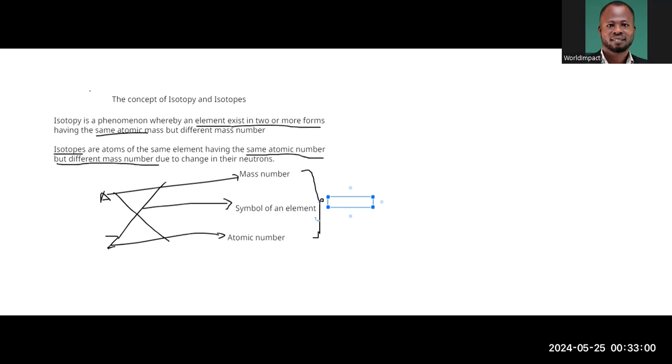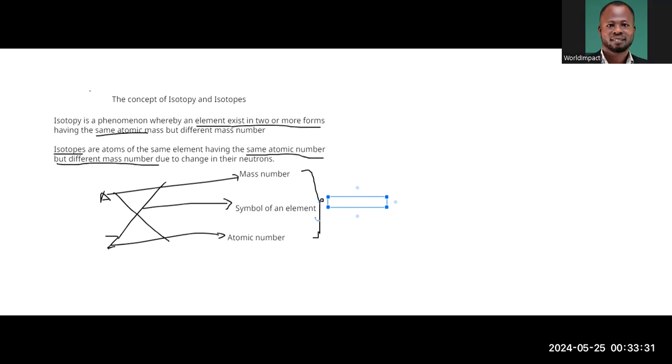When a question asks you to write the nuclear symbol of an element, this is exactly what they mean. The X represents the symbol of an element, the A represents the mass number, and the Z represents the atomic number. The mass number is the sum of the protons and neutrons in the nucleus of an element, while the atomic number is the number of protons present in the nucleus of an atom. So this is a nuclear symbol.